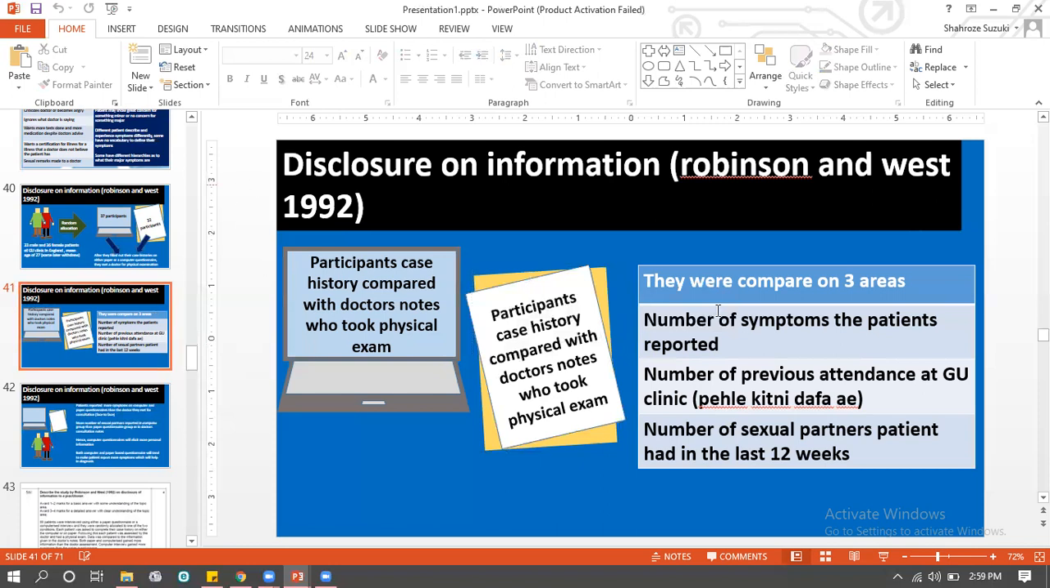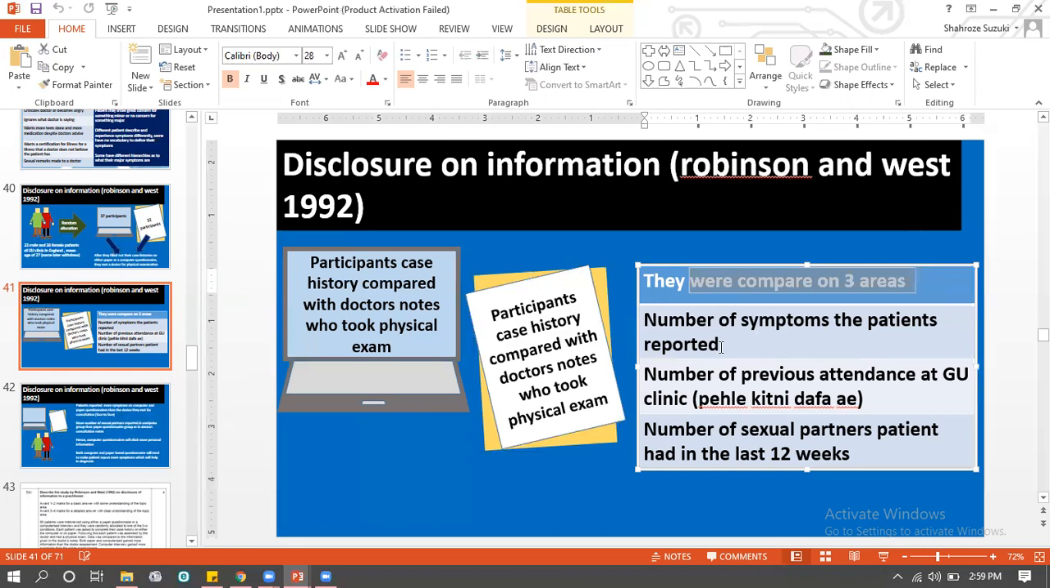So they will compare three areas. What will a laptop or a paper make a difference? I'm asking, why are they using laptop and paper? Is there going to be a difference? That's what they want to find out. Which medium is the most comfortable? So they want to find this out. Do you tell the most symptoms on the laptop, or on the piece of paper, or face to face? So they want to find this out, number one.